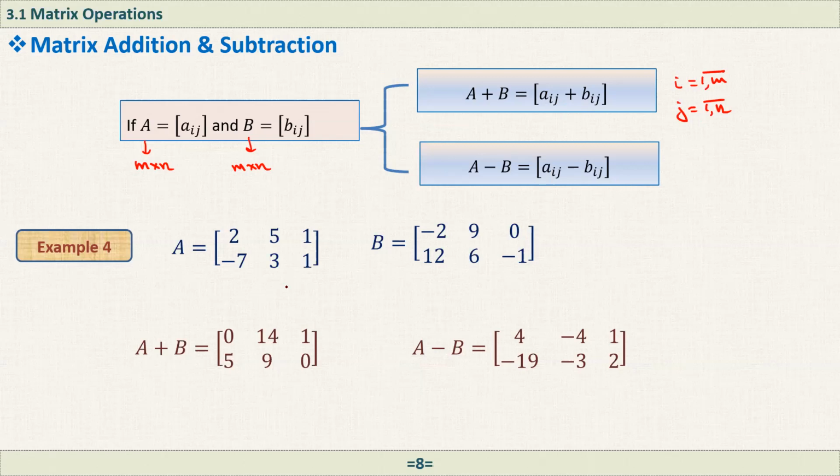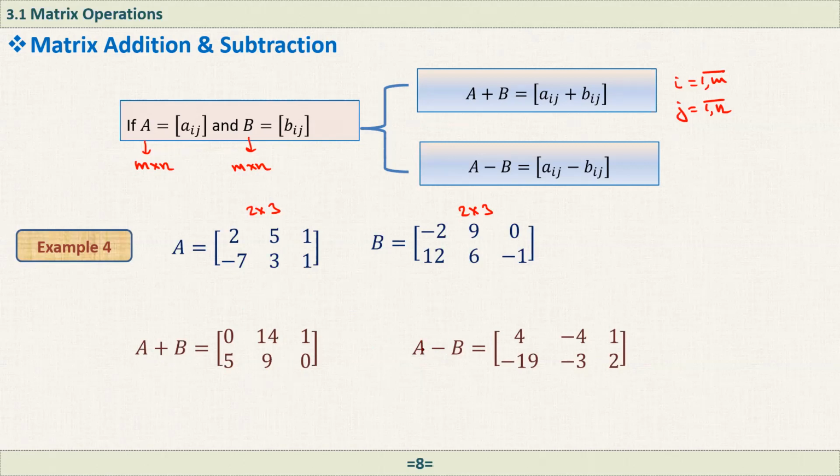For example, let's say we are given two matrices here, matrix A, which is a 2 by 3 matrix, and this one is also a 2 by 3 matrix, right? So we have no problem with their sizes. That means we can add or subtract these two matrices. If we add A and B, corresponding entries: 2 plus negative 2 is 0. 5 plus 9 is 14. 1 plus 0 is 1. How about the second row? Negative 7 plus 12 is 5. 3 plus 6 is 9. And 1 plus negative 1 is 0. So we have just added these two matrices together.